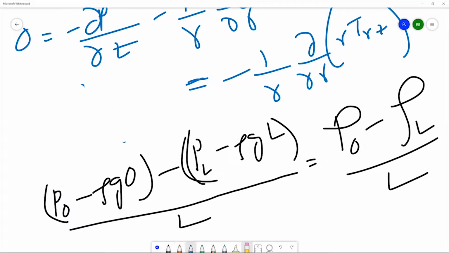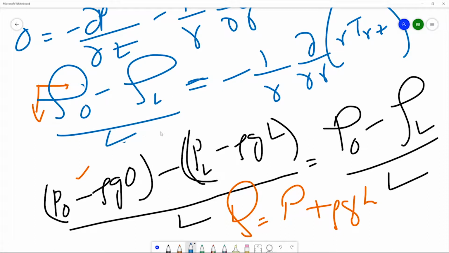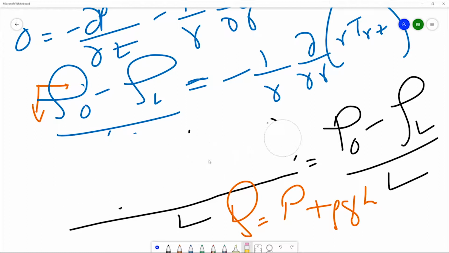We have written it in terms of modified pressure. So you can recall it, right? Modified pressure was capital P is equal to p plus rho g h, right? It was a plus sign, but because our coordinate system is in this direction, that's why it is minus here. You can check the earlier videos for why it is minus. So if you write it here, it is nothing but capital P naught minus capital P L by L. How can you integrate this equation?